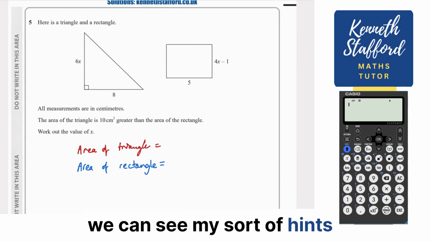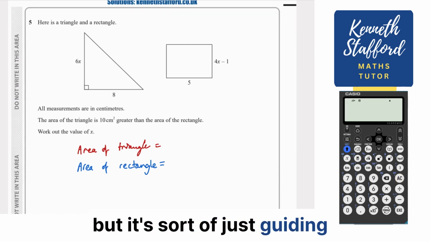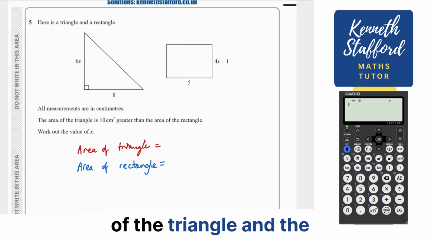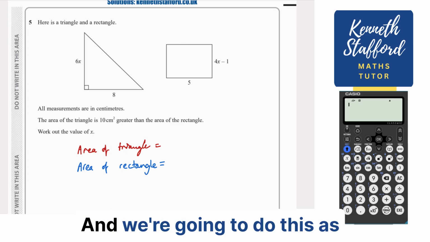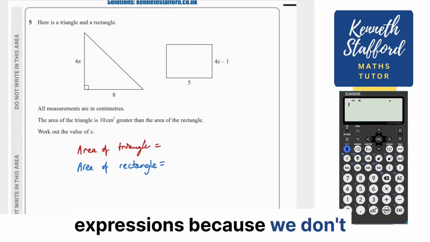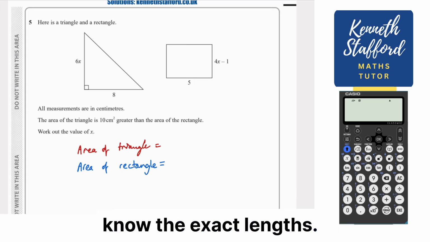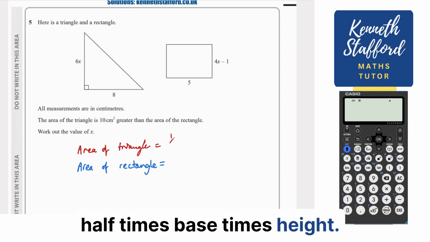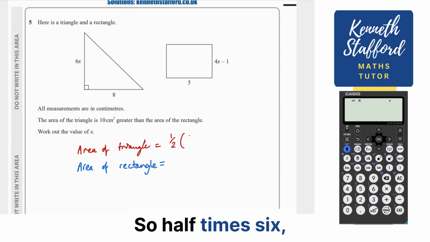Again, we can see my sort of hints here. It's not a huge hint, but it's sort of just guiding you what to do. We need to figure out the area of the triangle and the area of the rectangle, and we're going to do this as expressions because we don't know the exact lengths. So the area of the triangle is half times base times height. So half times 6x times 8.